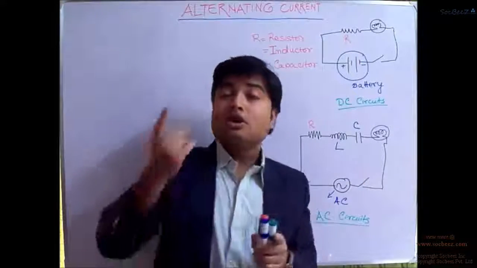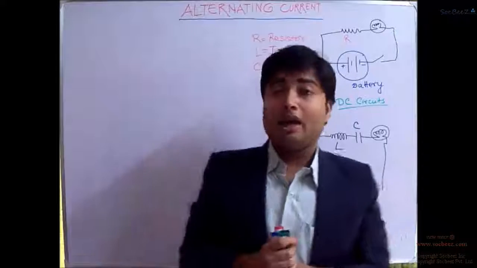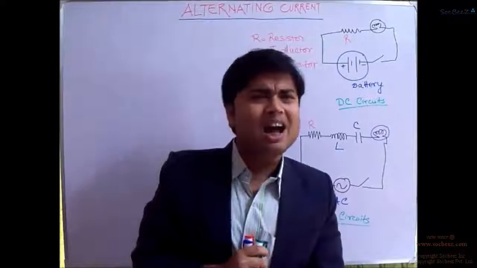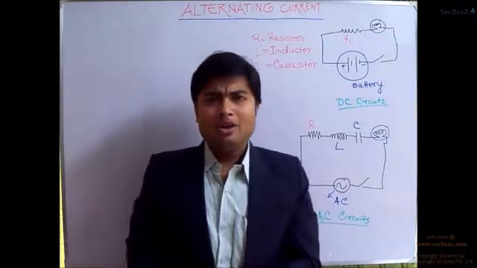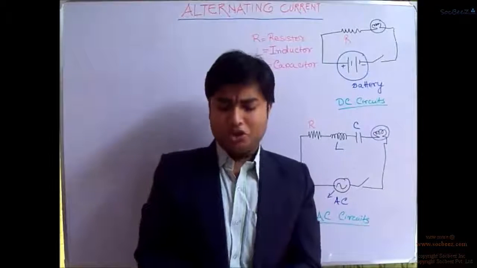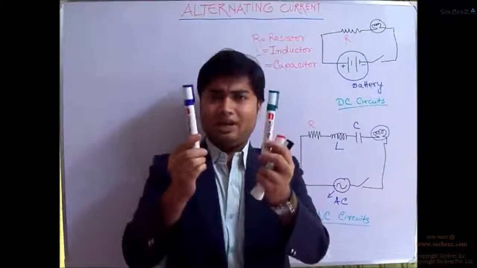Right? So in this scenario, a current will be produced. Now, for example, a current is being produced in two rods like this, right?